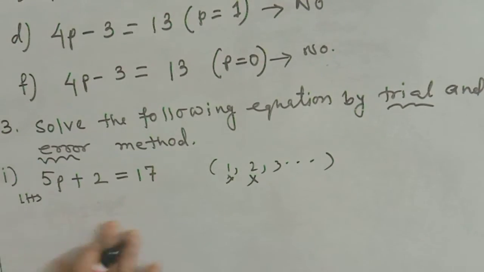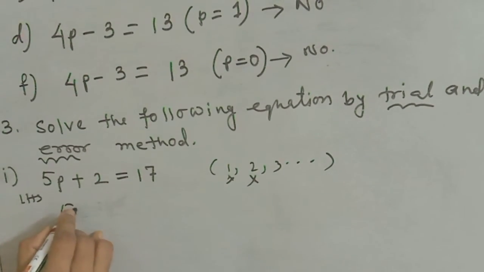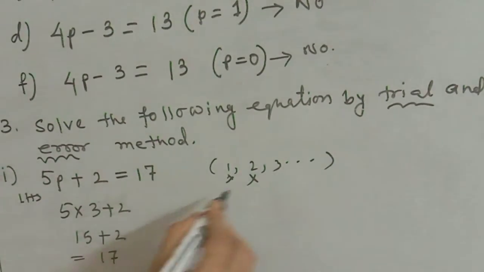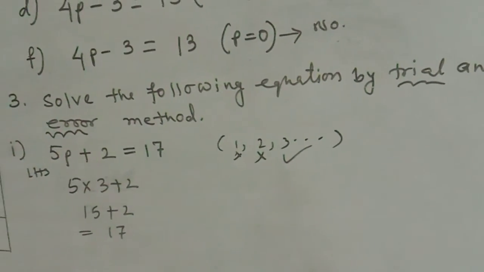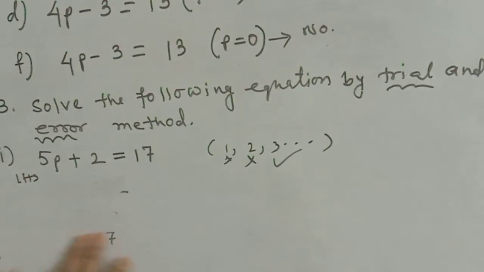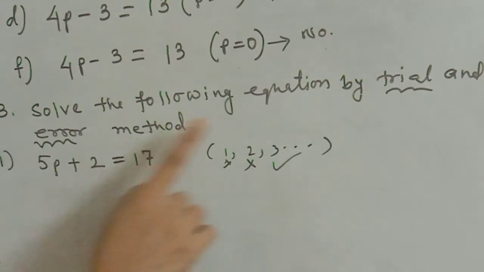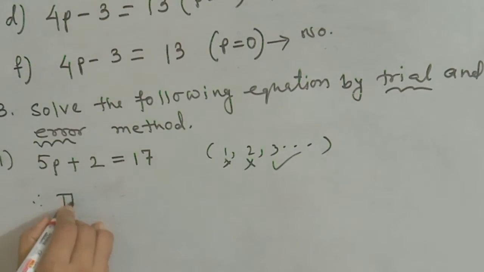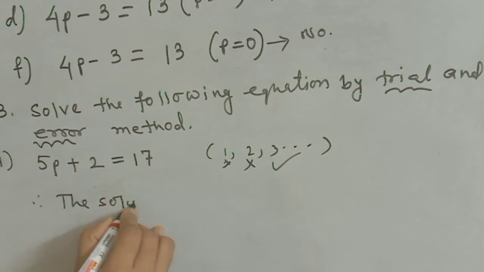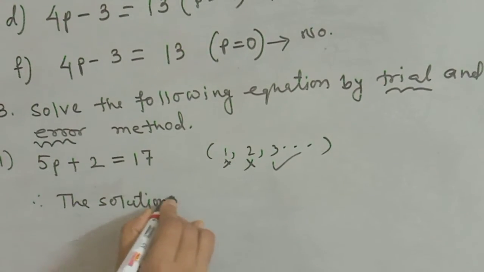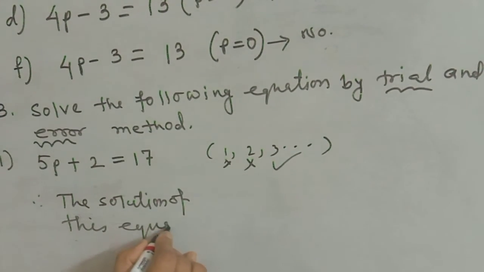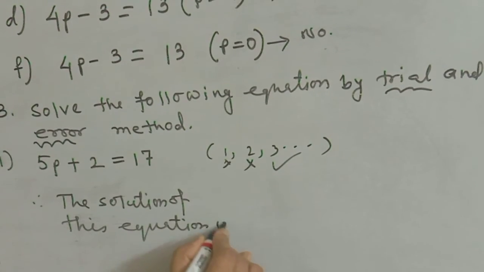Next, take 3. 5 into 3 plus 2. 5 threes are 15, plus 2. Yes, it is 17. So which one is the correct value for this equation? By the trial and error method we can find that 3 is the correct option, the solution of this equation. Therefore the solution of this equation is 3.